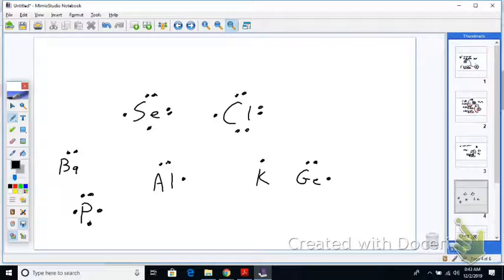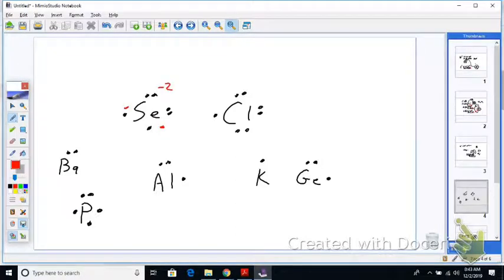Okay. So this is the last thing we're gonna talk about, and we'll combine a couple concepts here real quick. So you guys tell me, selenium, will it tend to gain or lose? Gain. How many? 2. Okay. If it gains 2, what's its charge? Minus 2.